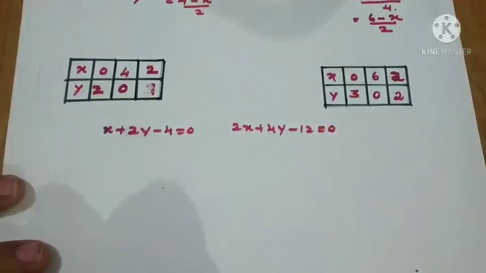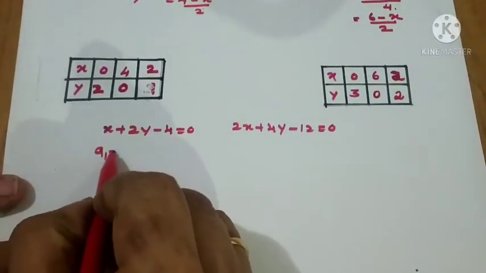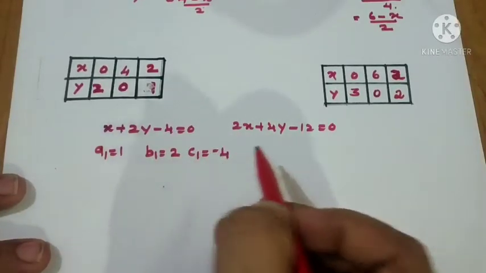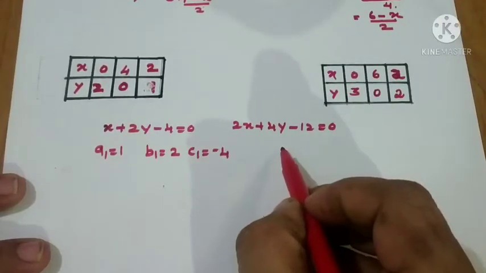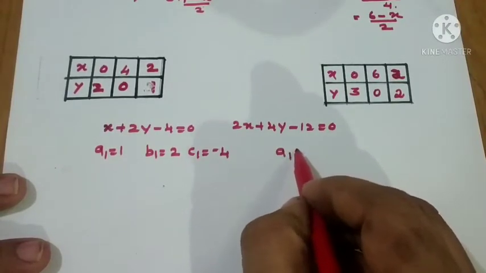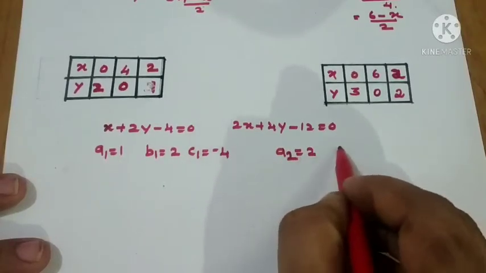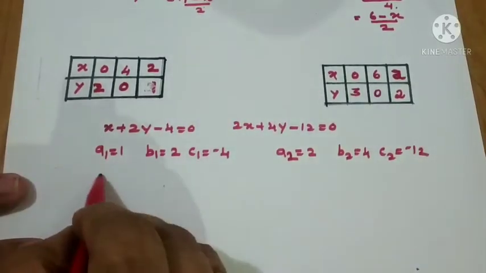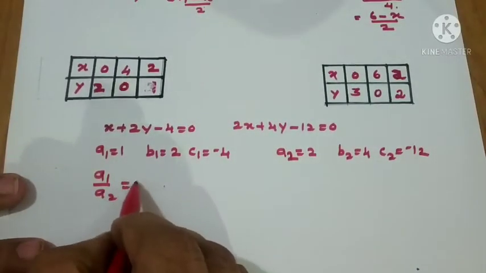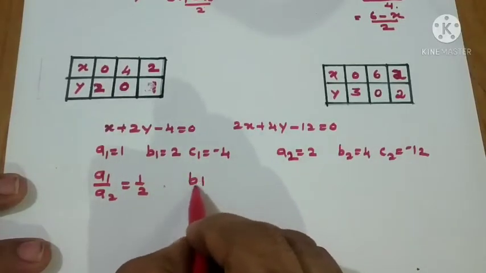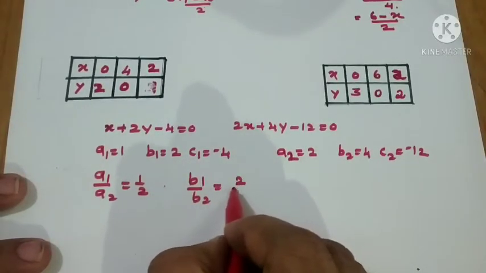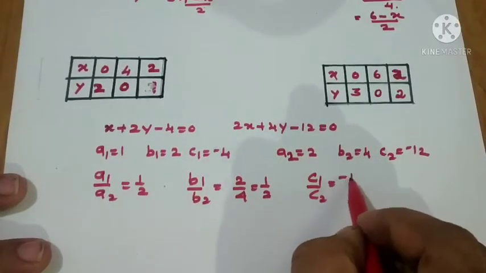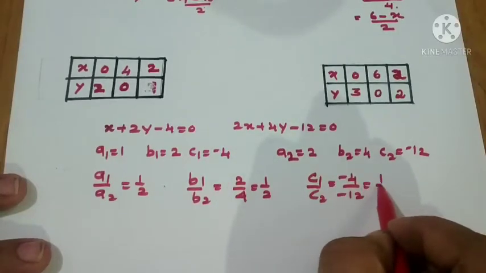After taking the common factor also we can take down. There is nothing wrong in that. a1 equal to 1, b1 equal to 2, c1 equal to minus 4. a2 equal to 2, b2 equal to 4, and c2 equal to minus 12. So what is a1 by a2? Equal to 1 by 2. Next b1 by b2, that is also 2 by 4, and again 1 by 2. The last one, c1 by c2 equal to minus 4 by minus 12, equal to 1 by 3.